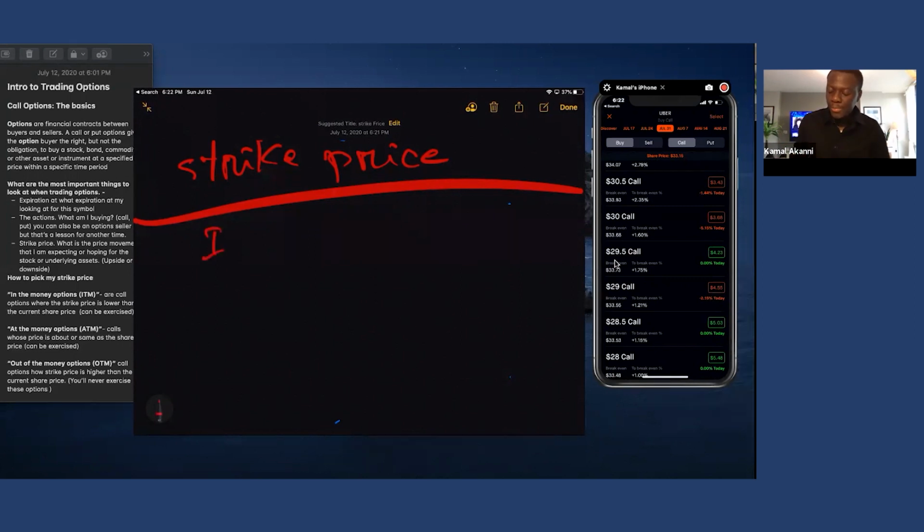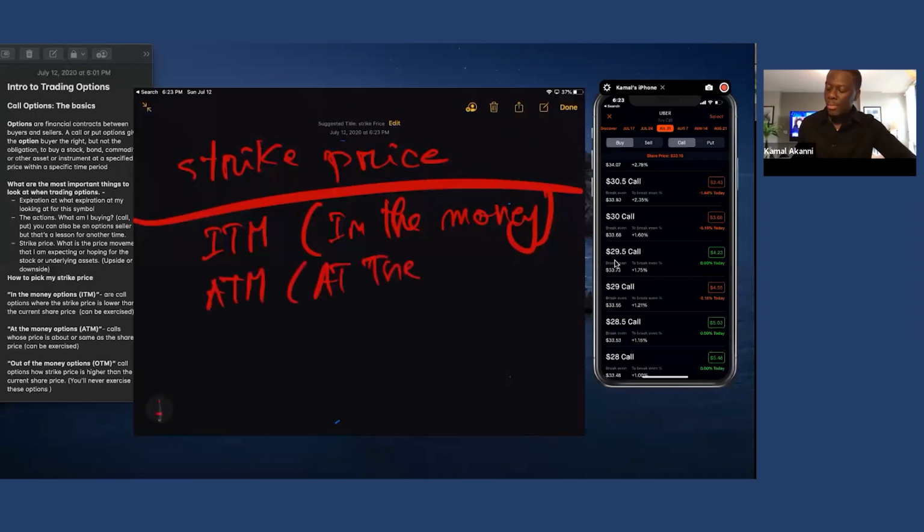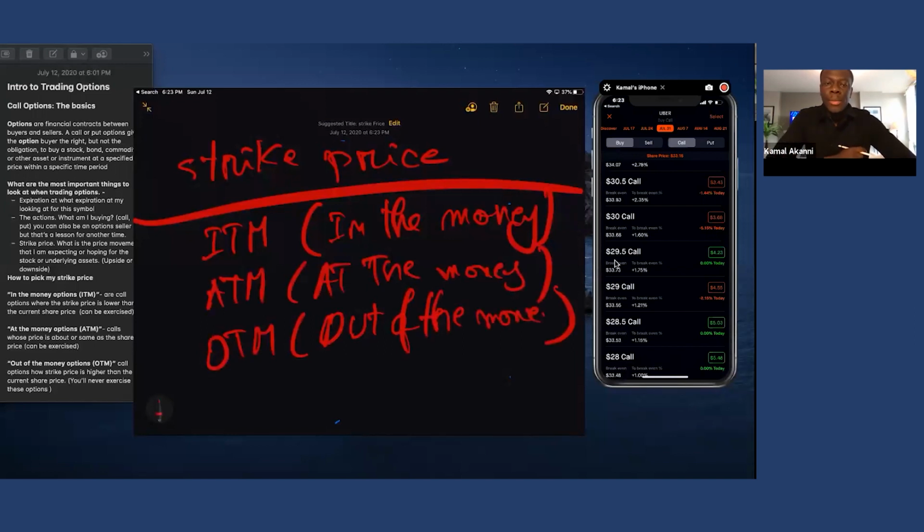strike price, at the money strike price, and lastly, out of the money strike price. Okay, so you have in the money strike price, at the money strike price, and out of the money strike price.